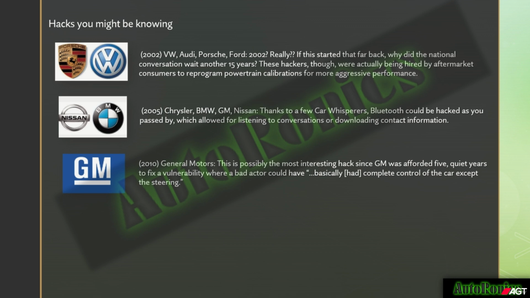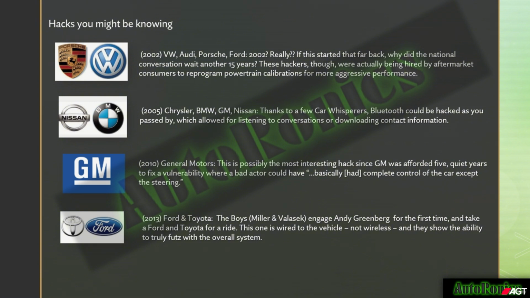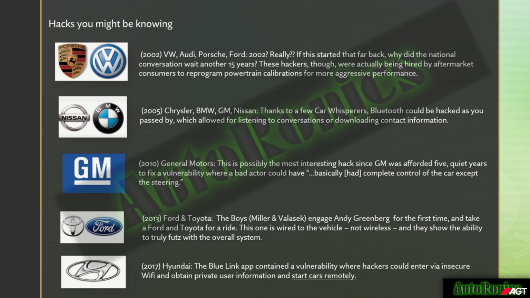Hyundai's Blue Link mobile application we can discuss later, but before that, in 2013, Toyota and Ford were also hacked with a wired connection, and they were able to show their full ability to control the overall system. Then, just before, we talked about mobile applications like Blue Link. With Blue Link, customers can remotely lock, unlock, start or stop, control their air conditioning systems, and even remotely start the car itself.